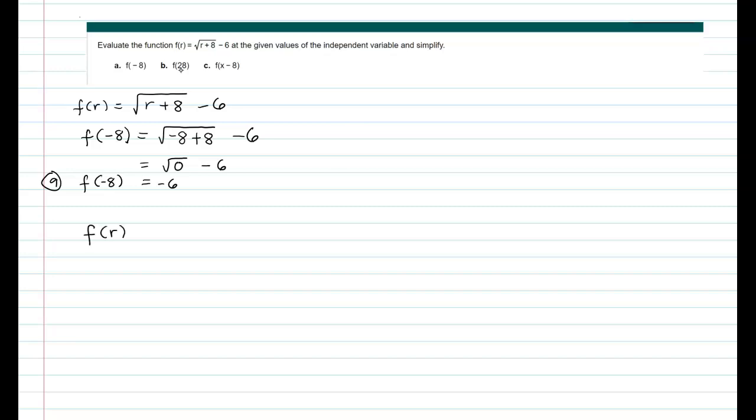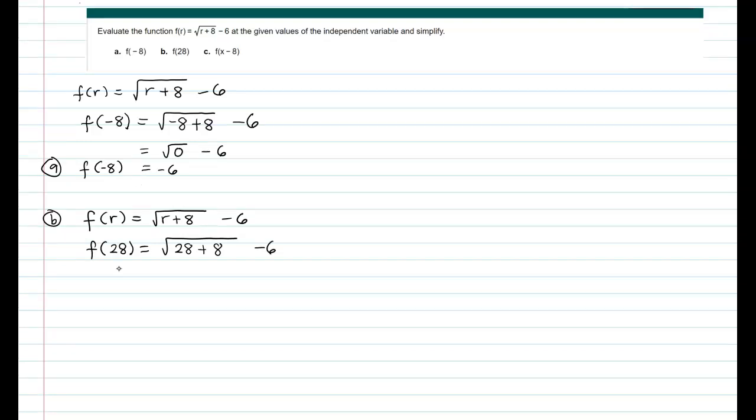Again, our f of r is equal to the square root of r plus 8 minus 6. We want to evaluate f at r equal to 28. So that means you replace the r here by 28. So you will have the square root of 28 plus 8, minus 6. Now, 28 plus 8 is 36. So that is equal to the square root of 36 minus 6.